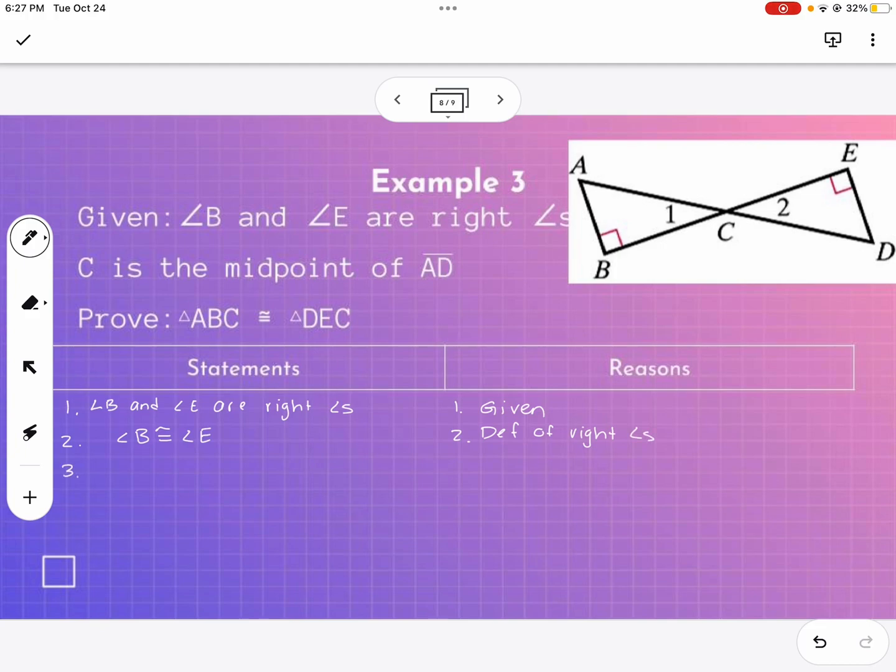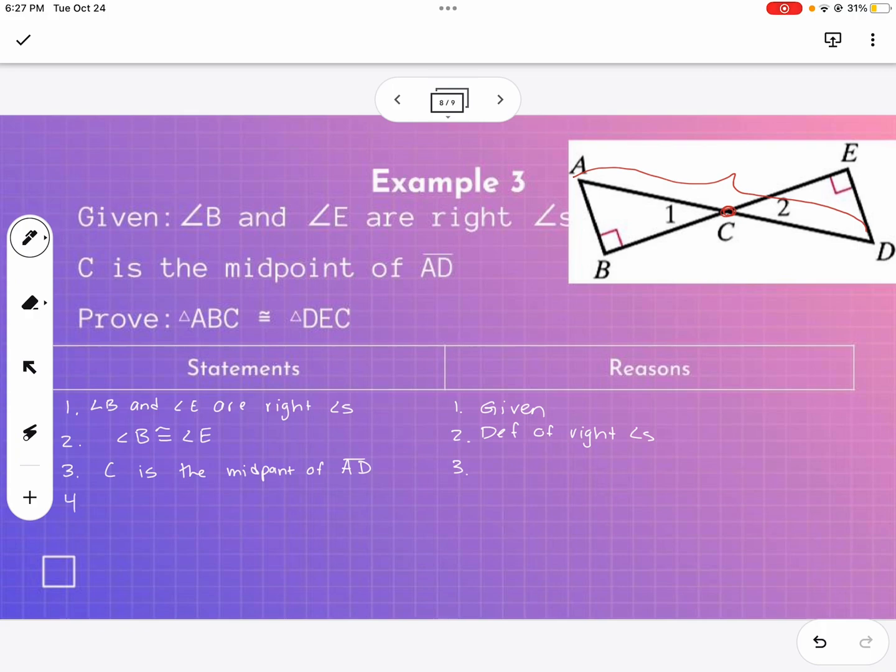Okay, cool. Three, let's throw our other given in there. So C is the midpoint of segment AD. If C is the midpoint of this whole segment over here, what does that do for us? What does that mean? What can I say with that? How can I use that to help me prove either a pair of angles congruent or a pair of sides congruent? So remember, a midpoint cuts something exactly in half.